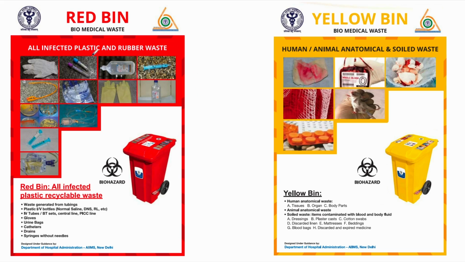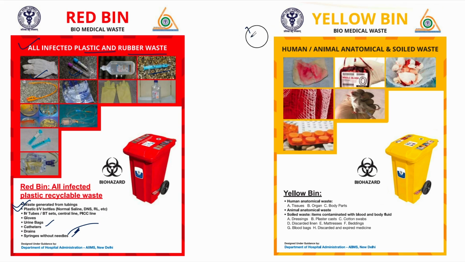Red bin consists of all infected plastic and rubber materials like gloves, tubes with samples, or syringes which have blood contamination. Mostly plastic waste and rubber waste. Here you can read: catheters, syringes without needles. Needles will go into the sharp container.